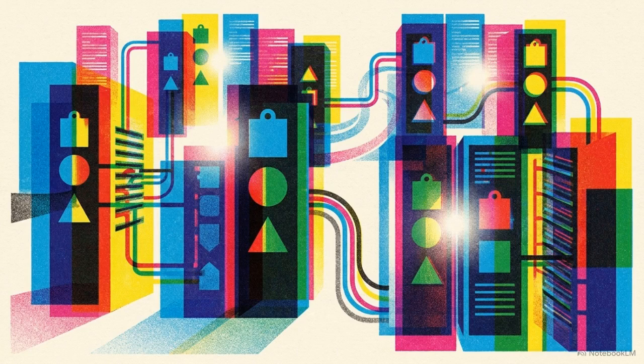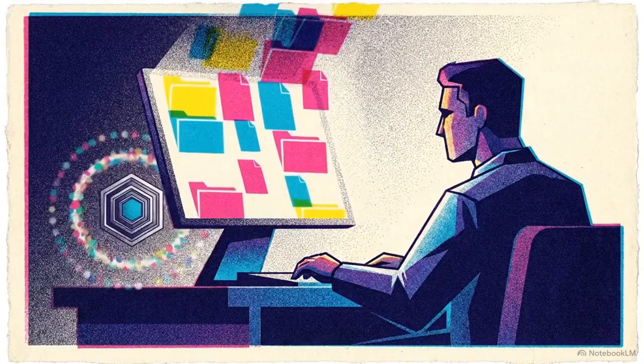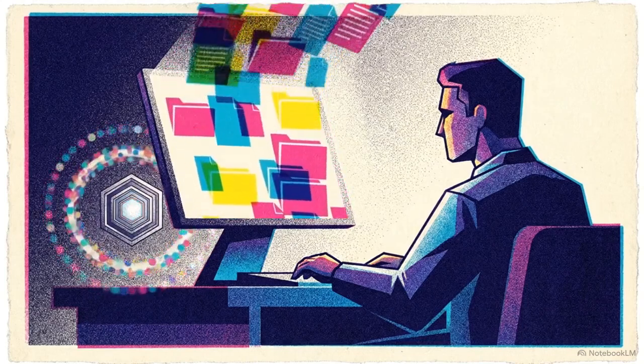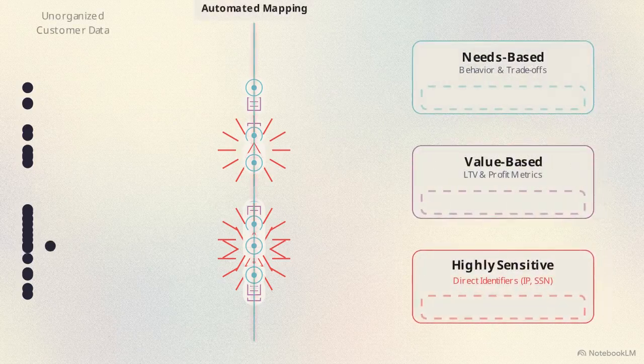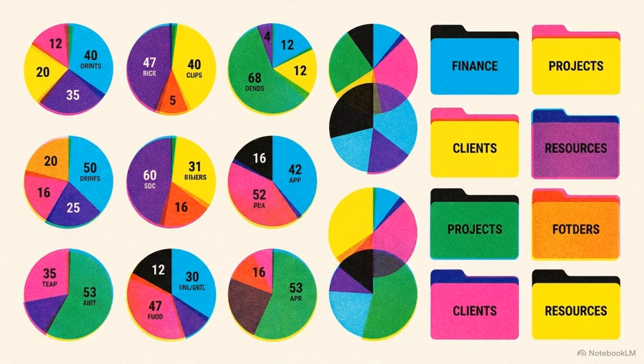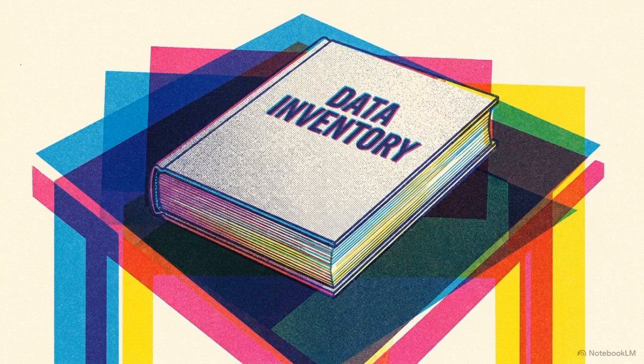Step 2 is the data inventory. You must audit your internal systems to catalog every piece of personally identifiable information, or PII. Effective protection is impossible if you do not have an accurate record of what your organization possesses. Your inventory should categorize data into tiers. You need to separate operational needs-based data from value-based revenue metrics, flagging highly sensitive information for high-security handling. This process turns hidden liabilities into a trackable asset, ensuring you have the documentation ready for a regulatory review.